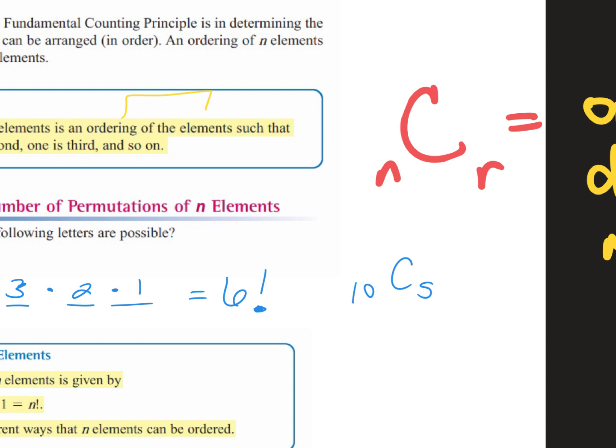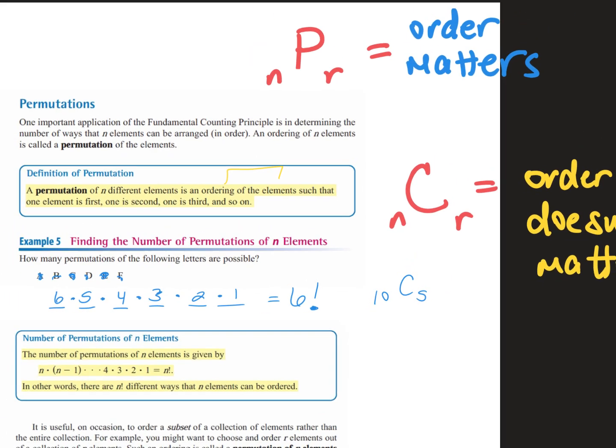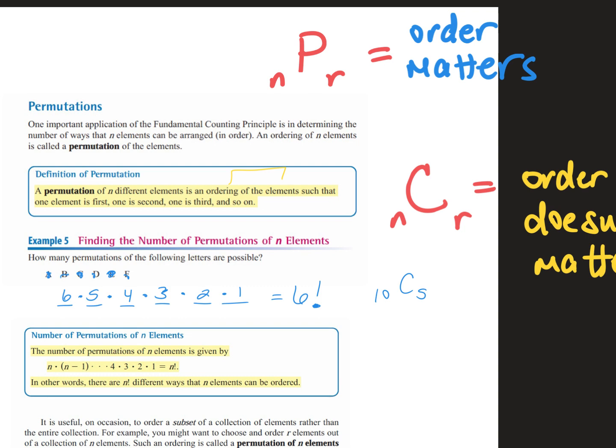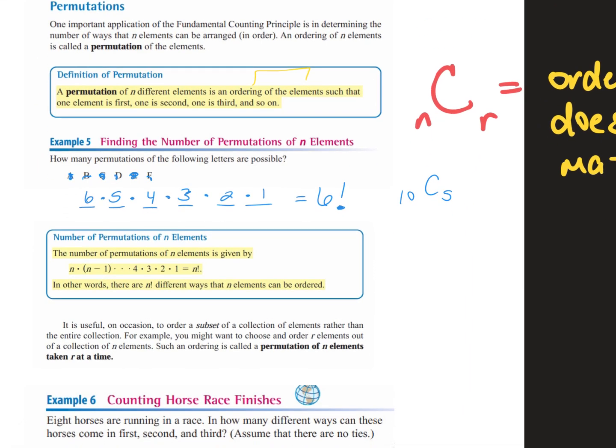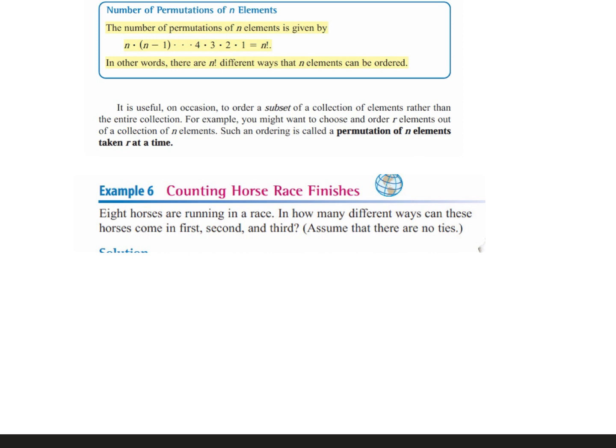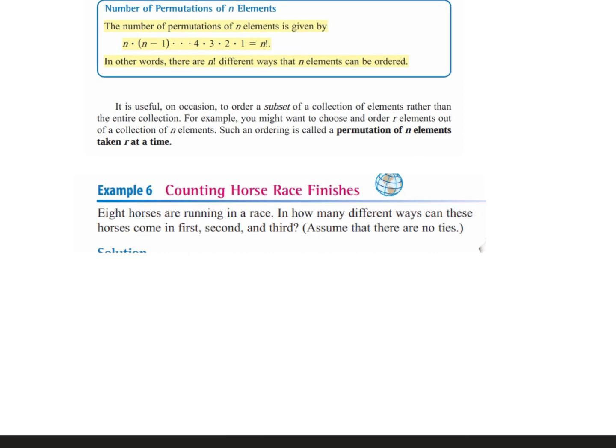Again, we'll go over this more in the next several days, but all of this stuff you can do in your calculator. You just have to know which one you're going to use, the C or the P. Whenever there's an order, you use the P. So here's an example of when you would use a permutation.